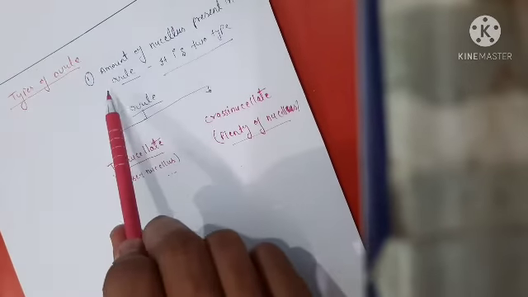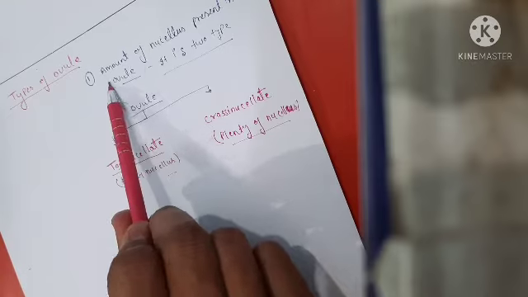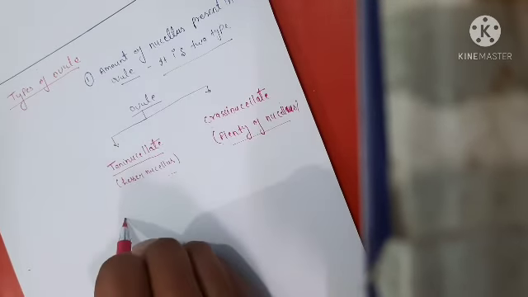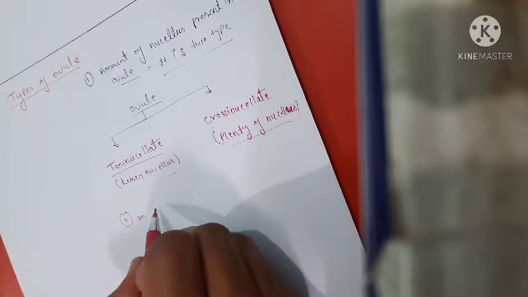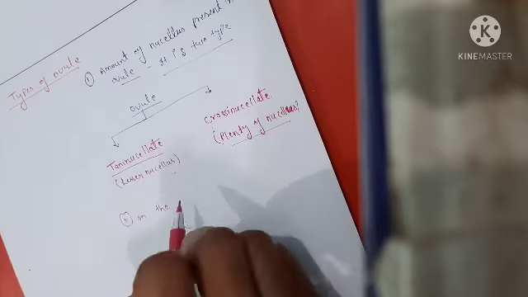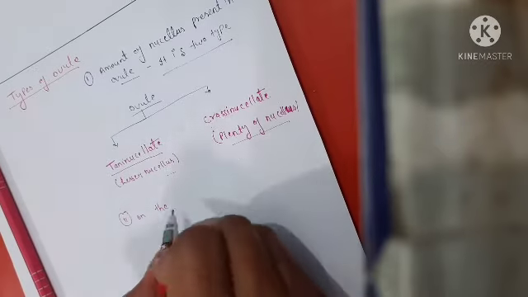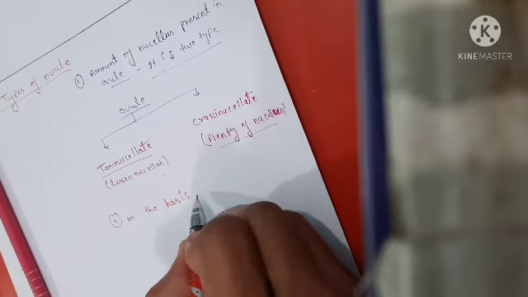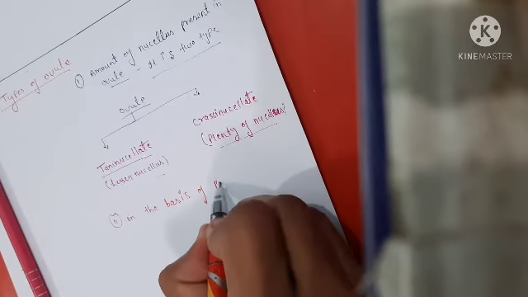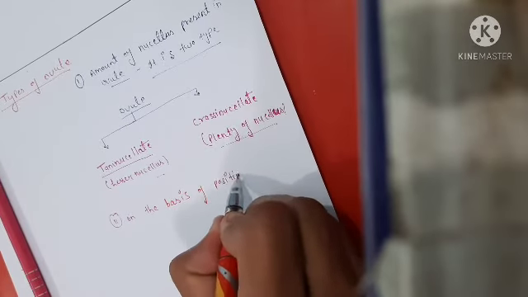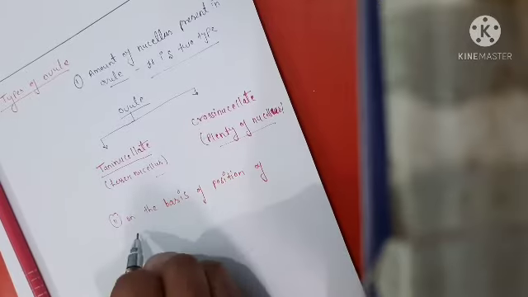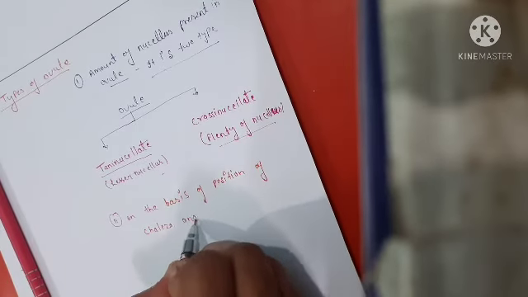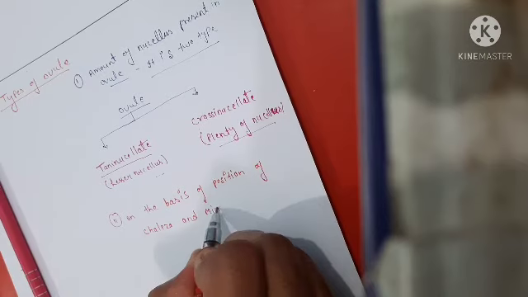So these are the types of ovule on the basis of the amount of nucellus, and the second one is on the basis of the position of chalaza and micropyle.